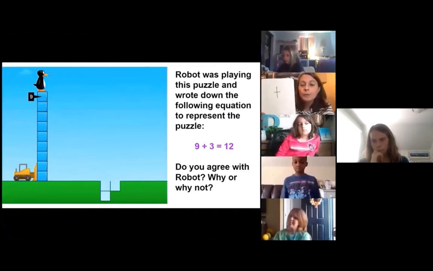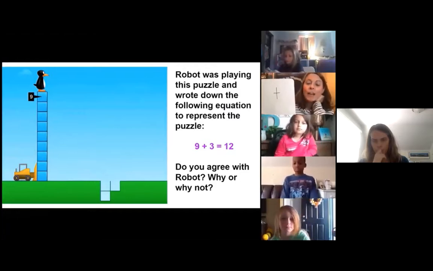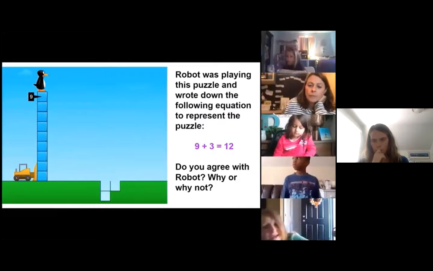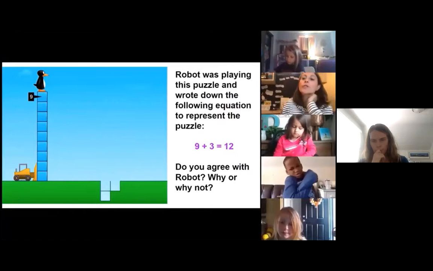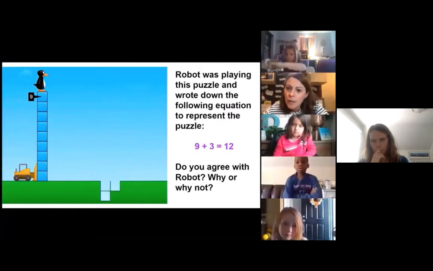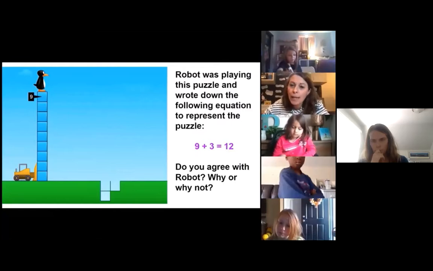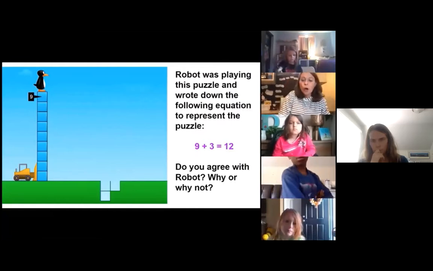What do you think? Hadley, did you change your mind? We talked about that this morning. Hadley, why did you change your mind? Because it's a minus problem. How do you know it's a minus problem? Because there's 3 holes in the ground. There's 3 holes in the ground. Ben, do you see those? We said those holes in the ground meant we were subtracting, we were taking away. So robot used the wrong symbol.